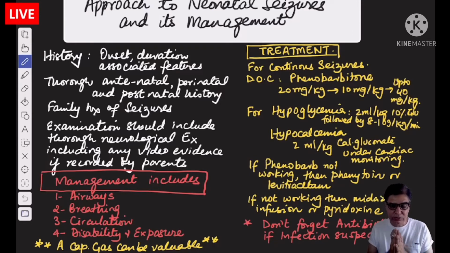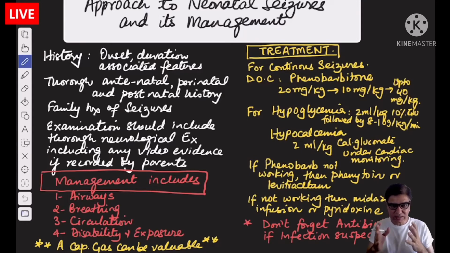If phenobarb is not working, you have moved on to the maximum dose of 40 milligram per kg. Then you've got two choices. Either you go for phenytoin in a dose of 20 milligram per kg body weight, or you go for levetiracetam, again 20 milligram per kg body weight.